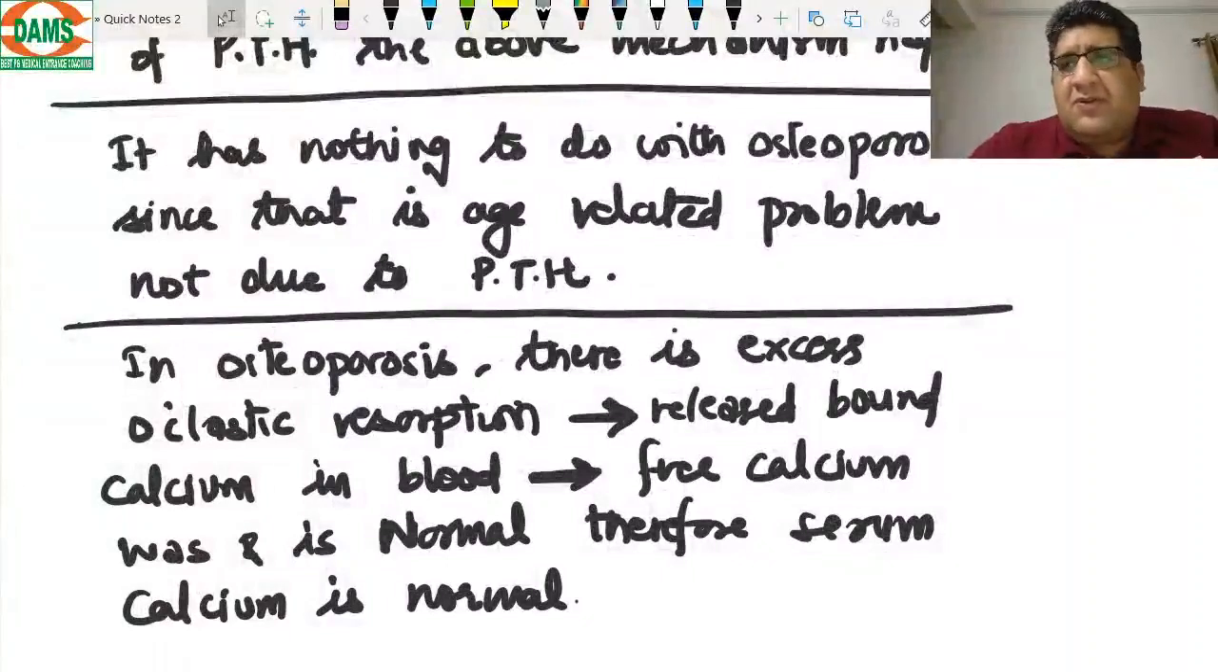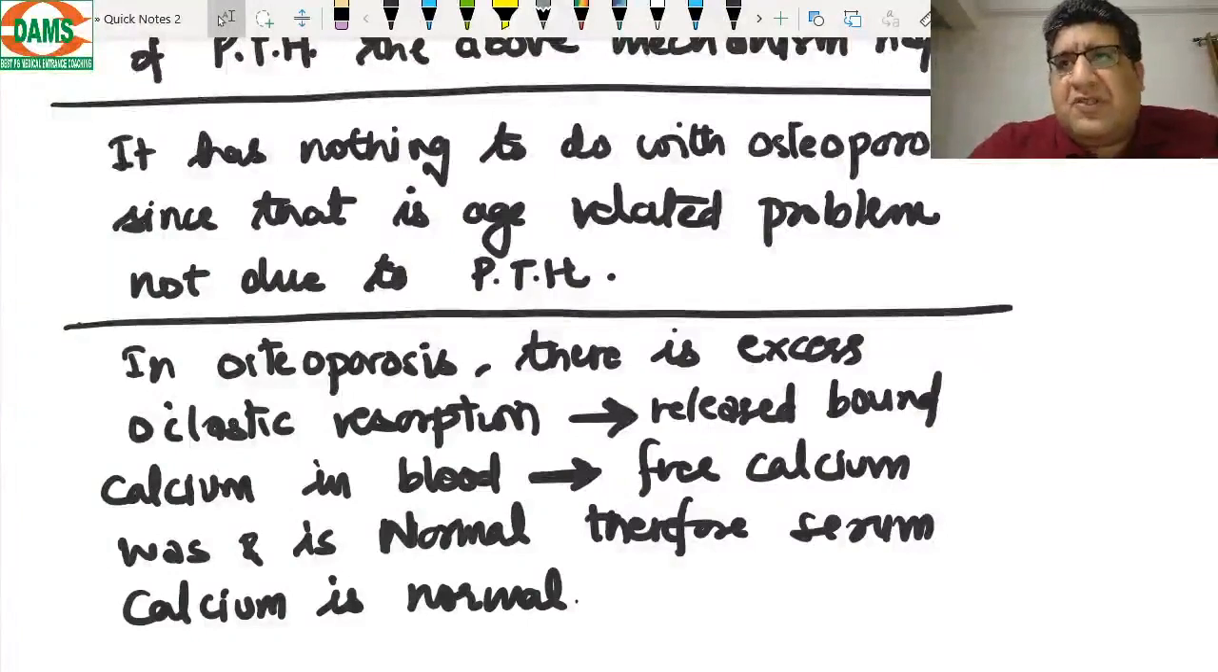In osteoporosis, there is physiological, pathological excess osteoclastic resorption that occurs with aging, senility, senescence. But the one important component is that when that resorption happens in osteoporosis, that releases calcium from the bone to the blood, but that calcium is total calcium, overall calcium, bound calcium. It is not free calcium, so free calcium remains constant, and that is why when we do a blood test, the blood test detects only free calcium, and that is why it comes out to be normal.